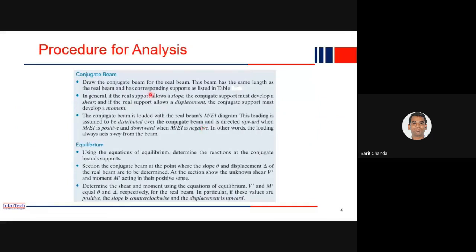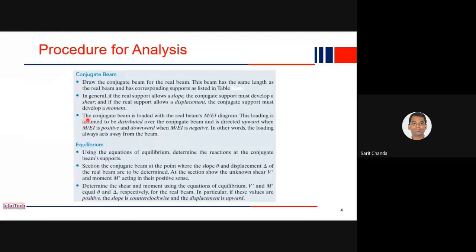Now let's see the procedure for analysis, how exactly you can do it. Our first step will be to draw the conjugate beam. First you have to transform the support. If it is a fixed support in the real beam, then in the conjugate beam it will be free. And if it is free in the real beam, then in the conjugate beam it will be fixed. That's what we saw in the last slide, right? So in the conjugate beam, first we'll draw the support and then apply the loading.